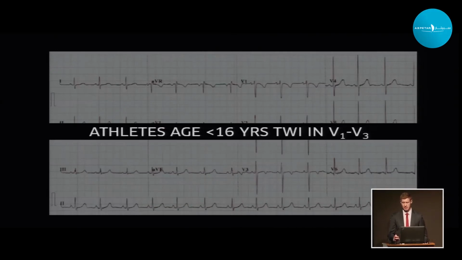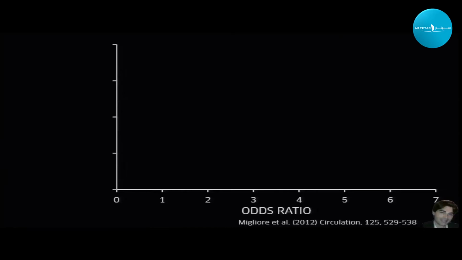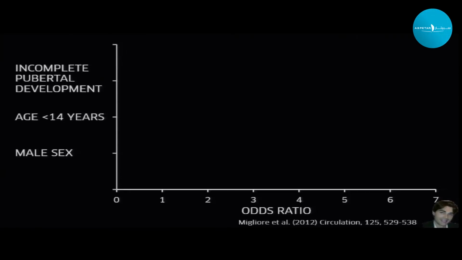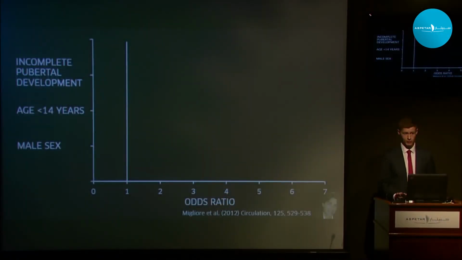But let's take a little step back and think of some previous research that was conducted in Italy, where they looked at predictors of that T-wave inversion pattern in a pediatric athlete. So they looked at male sex, they looked at chronological age less than 14, and they looked at incomplete pubertal development. And we all know these kinds of graphs, but just to make it clear, if we have anything with a confidence interval that falls on 1 or over 1, it's non-significant. So what did predict anterior T-wave inversion in these white pediatric athletes in Italy? Well, male sex didn't, chronological age less than 14 didn't, but incomplete pubertal development did.